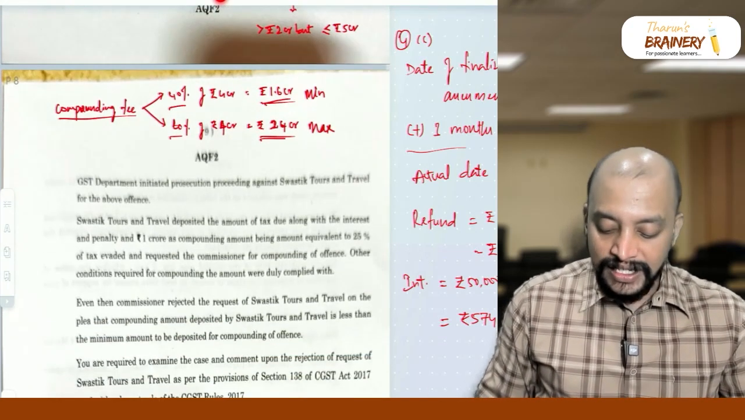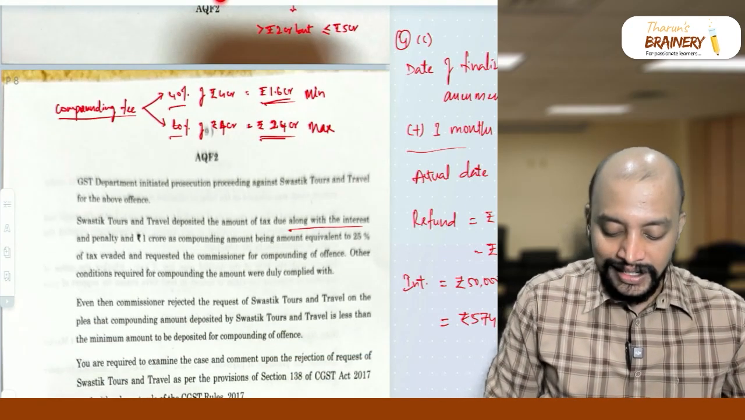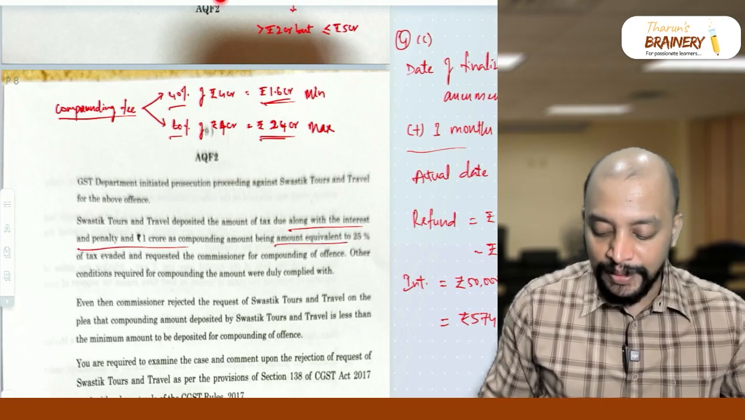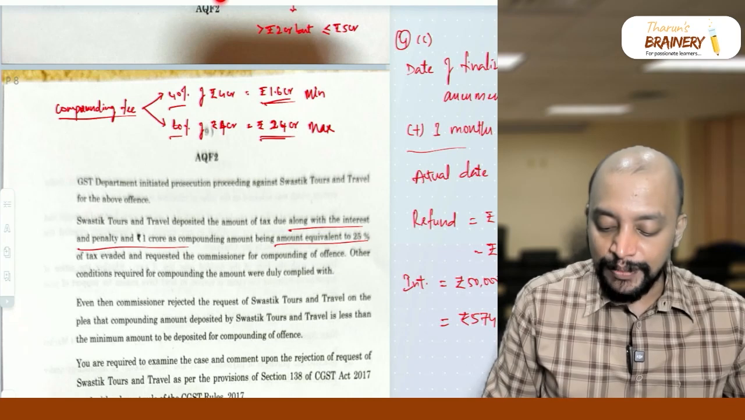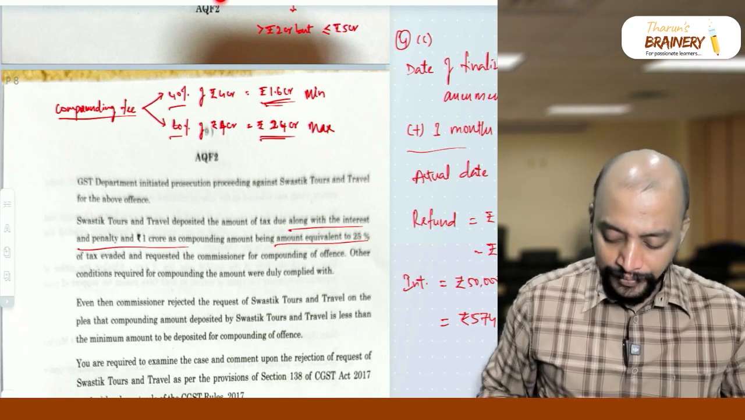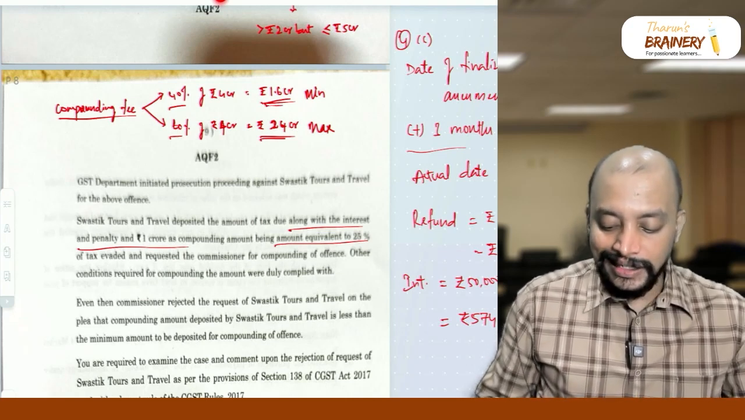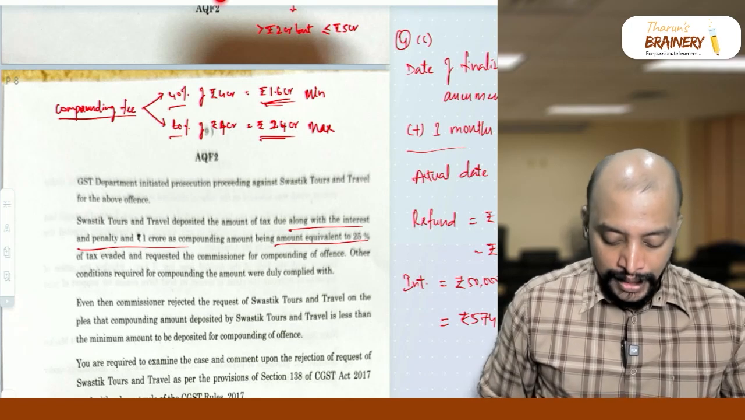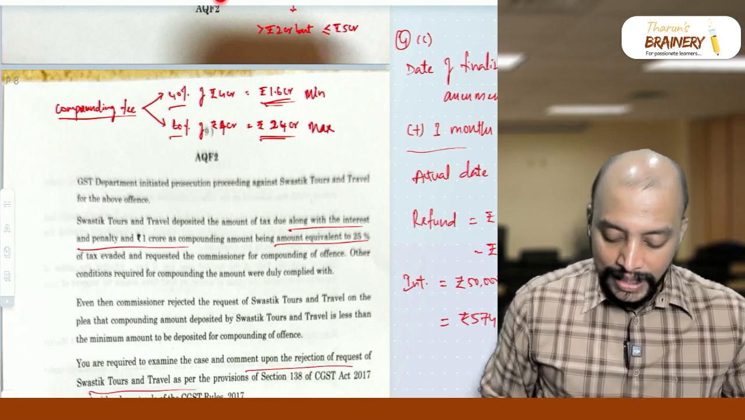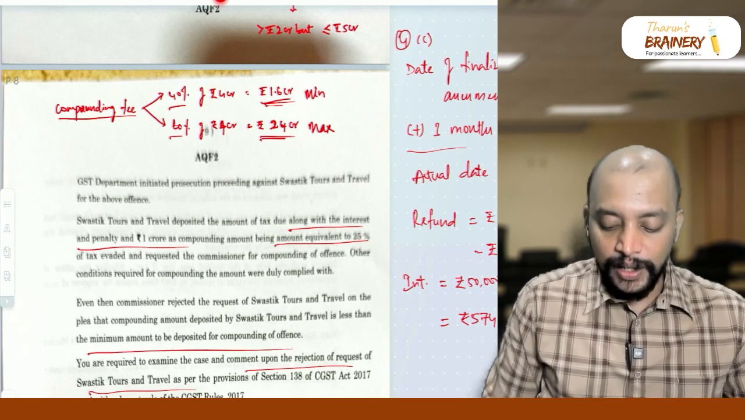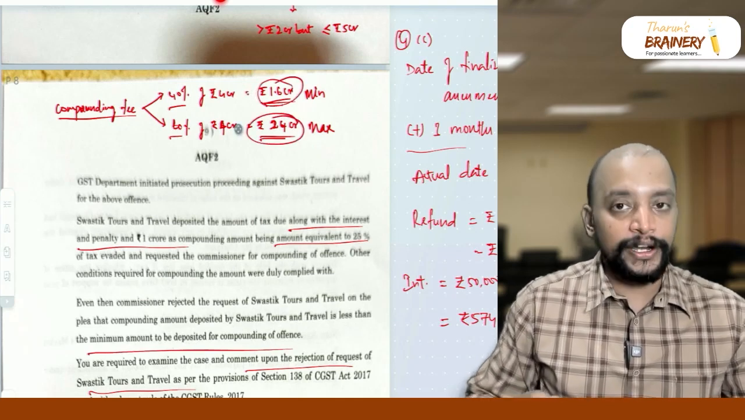And Swastik Tours and Travels deposited the amount of tax due along with interest and penalty, 1 crore as the compounding amount, being equivalent to 25% of tax evaded. No, wrong. They should have deposited a minimum of 1.6 crores, because that is the question. So they rejected it. Why did they reject it? Because they paid a lesser amount. So you are required to examine the case and comment upon the rejection of the request. And what is the minimum amount to be deposited? 1.6 crores, and the maximum will be 2.4 crores.